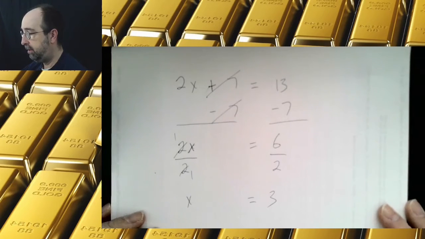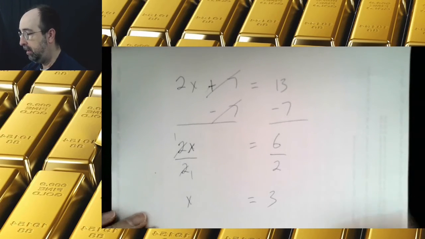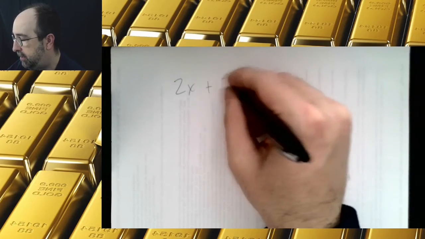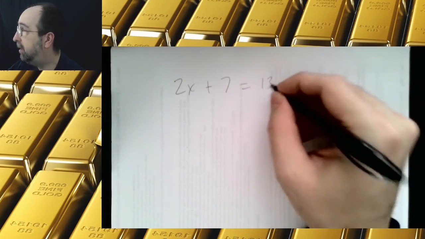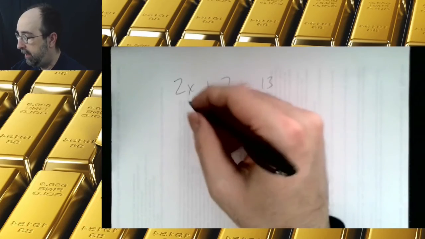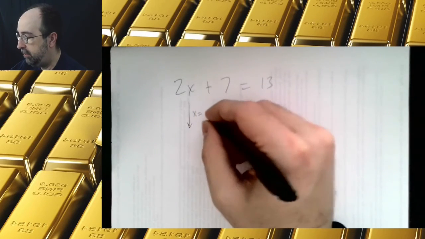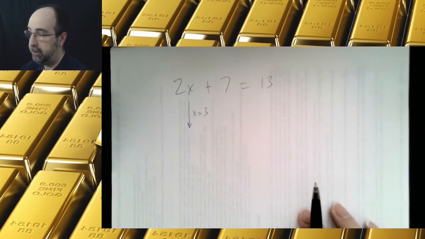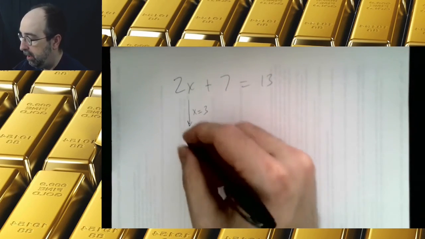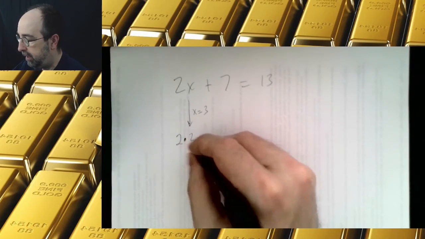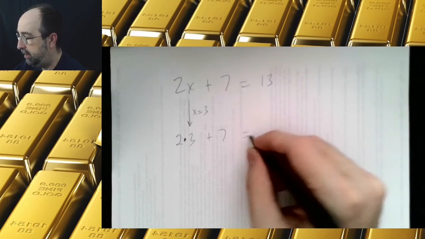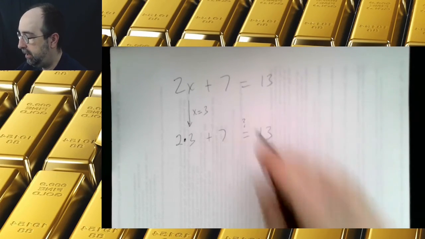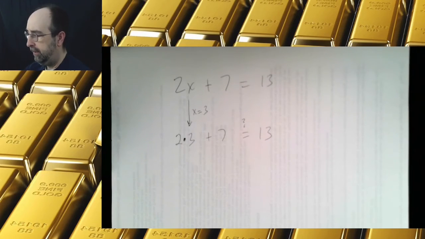Alright, well the question is, how can you check a thing like that? 2x plus 7 is equal to 13. If I think that x is equal to 3, then I would want to plug in the 3 where the x was and see if it makes a true statement for the equation. We would get 2 multiplied by 3 plus 7 is equal to 13. So what I'll do is put a question mark over the equal sign to say, is that actually true?